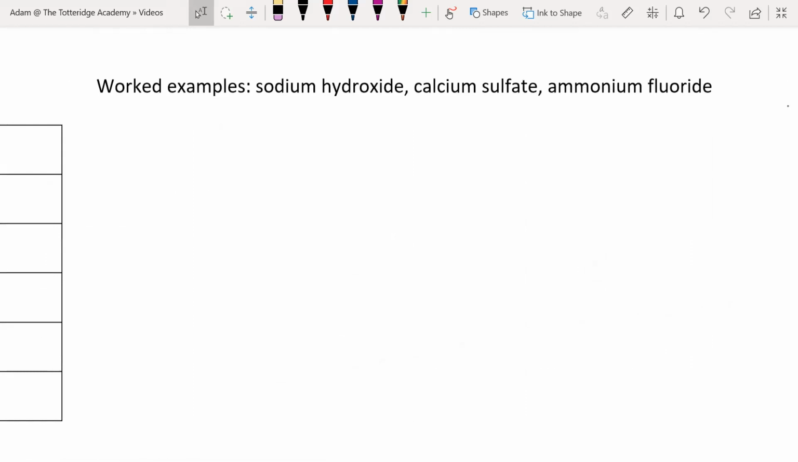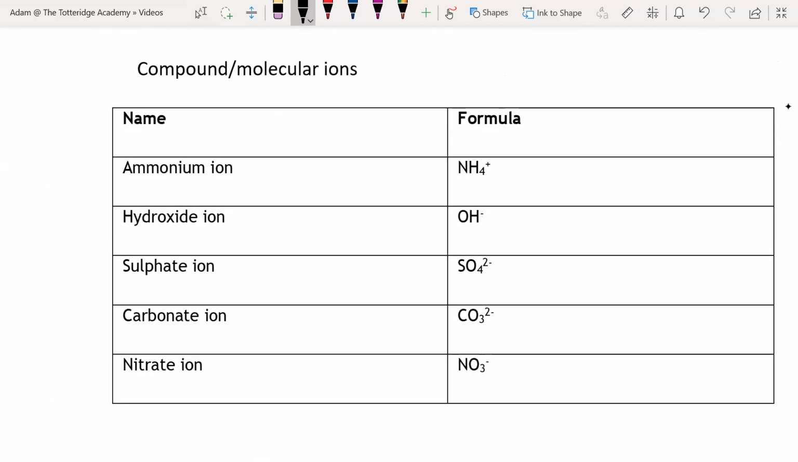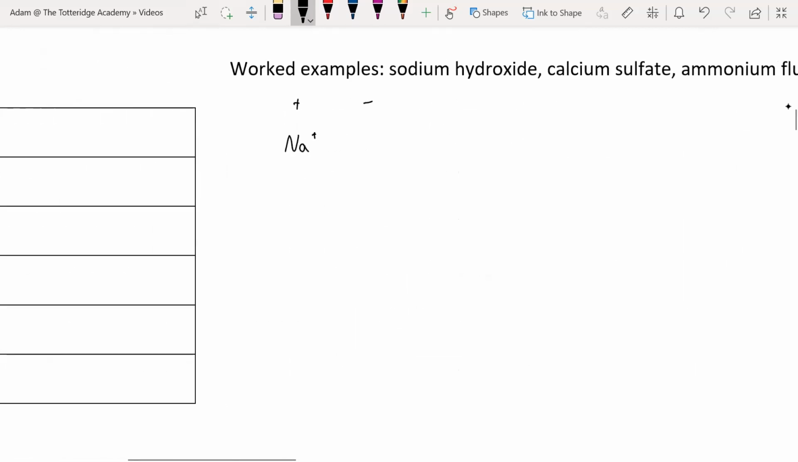We'll start with sodium hydroxide. So we'll do sodium hydroxide, calcium sulfate and ammonium fluoride. Okay, so sodium hydroxide, I've got my positive column and my negative column. Do exactly the same thing. In my positive column, I've got Na, and I know that it's Na+. Hydroxide. Well, I go back to my table and I can see over here that it's OH-. Which means that I've got 1 positive over there and I've got 1 negative there, which means everybody's happy. And I just write it out as NaOH.